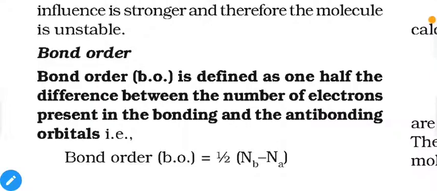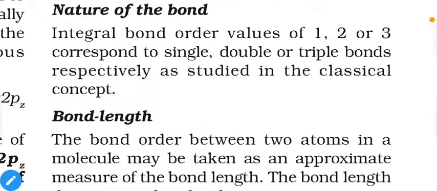Then we have bond order, that means the difference of electrons in bonding and anti-bonding orbitals divided by 2, which represents the number of bonds. If the difference between bonding and anti-bonding electrons is 2, it represents a single bond. If it is 4 electrons, then it will be a double bond, and if it is 6 electrons, then it will be a triple bond. So the nature of the bond will be 1, 2 or 3 depending on this number of electrons.